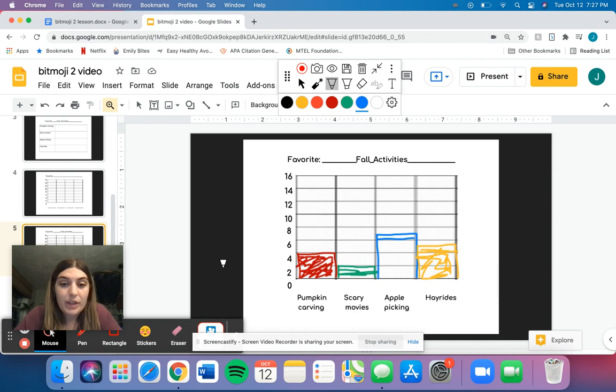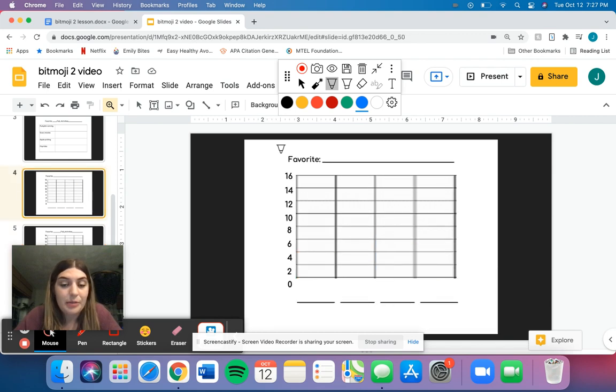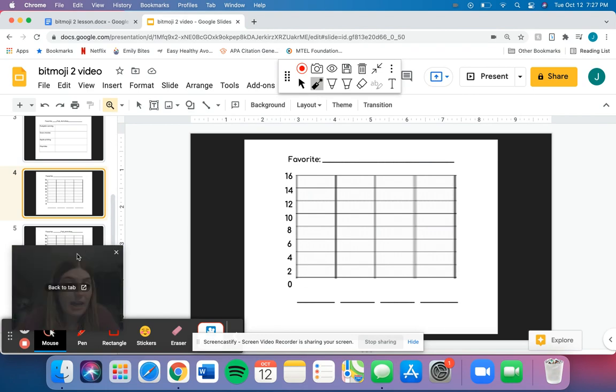So your job is to take your blank graph, fill in your title. Remember, same title as the tally chart, same categories, and then you're going to look to how many tallies you have in each one and fill them in, color them in. Remember, please use different colors, and that will show me the differences of each one. So you're going to work on that.